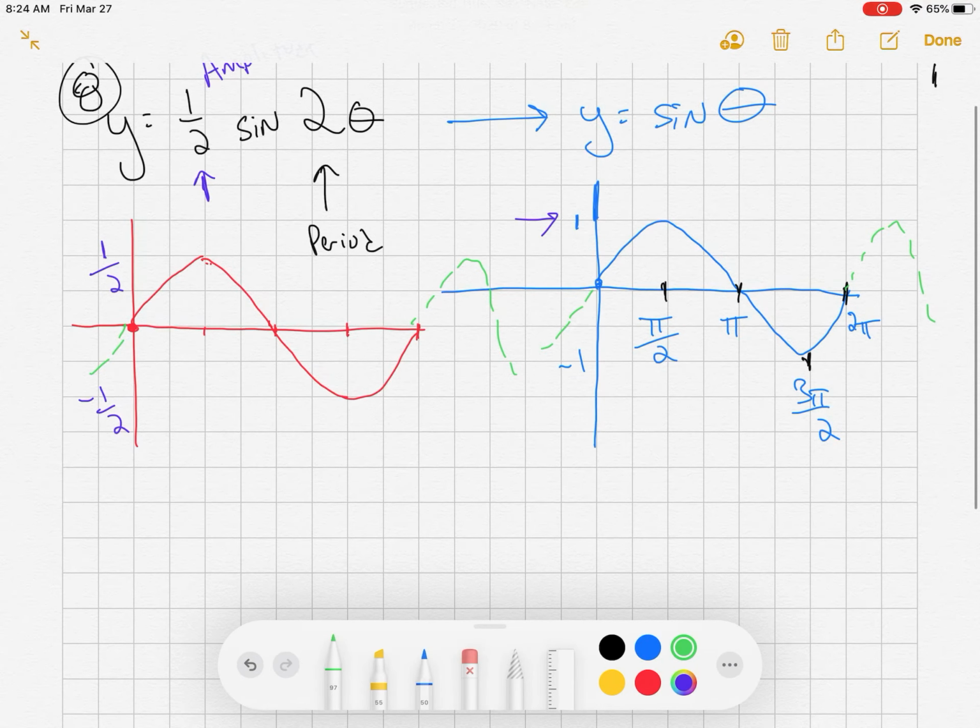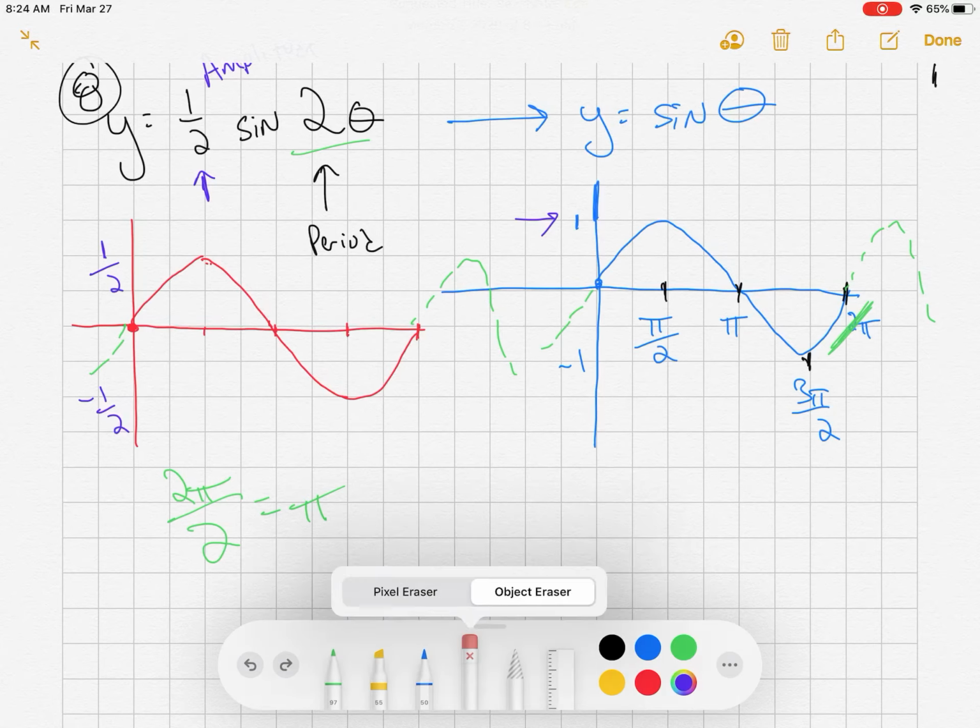Okay, so to find our period, we do 2 pi over whatever this number is, 2 pi over 2. Well, 2 pi divided by 2 is just pi. Now, what that tells us is instead of taking 2 pi to repeat itself, now this graph is going to repeat itself in only pi.